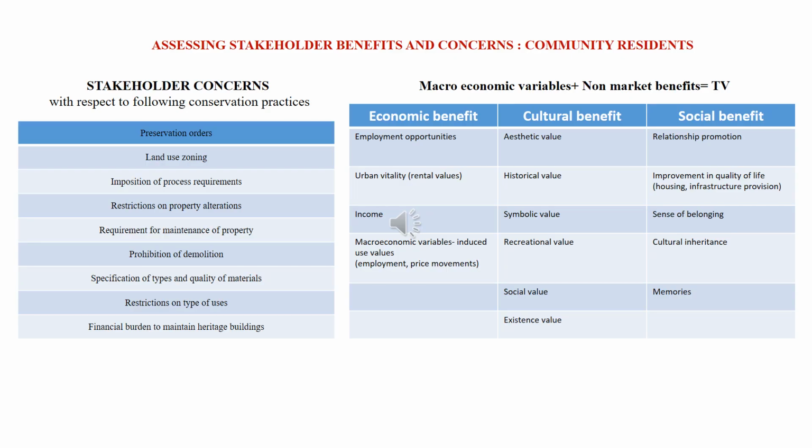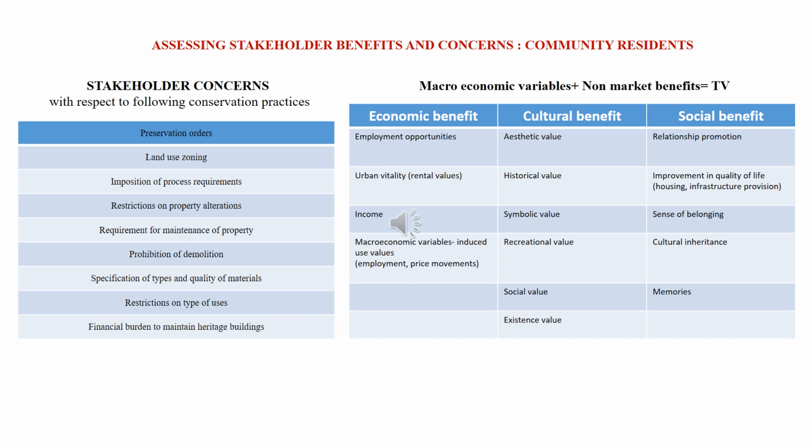The next stage was to assess stakeholder benefits and concerns of these community and residents. From there we found that the stakeholder concerns with respect to conservation practices were listed out, that is preservation orders, land use zoning, imposition of process requirements, restrictions on property alterations, requirements for maintenance of property, and prohibition of demolition, all of which were concerns influencing the need to conserve in an urban heritage conservation project amongst the stakeholders.